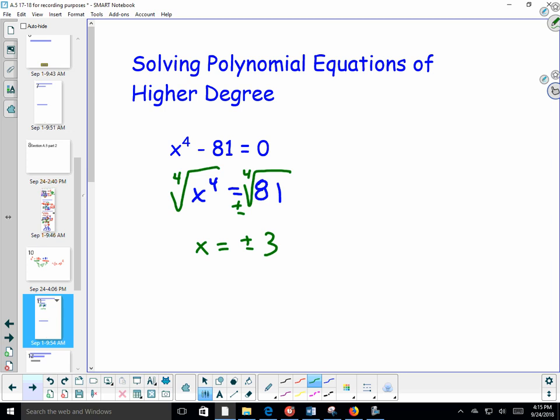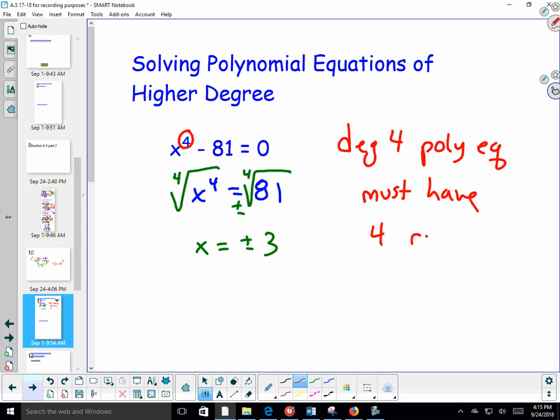But what we're going to learn in this class is that if you have a degree 4 polynomial equation, it must have 4 roots. That means 4 solutions. Well, we only found 2 solutions. We found 3 and negative 3. So let's think of a different way than what we just did.